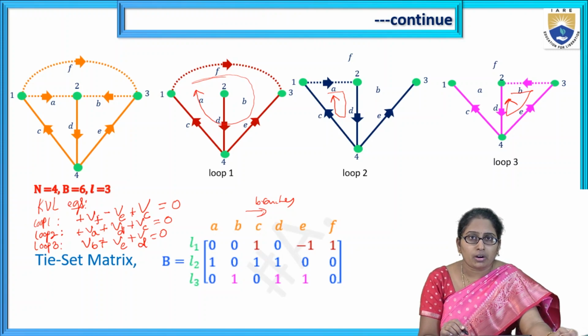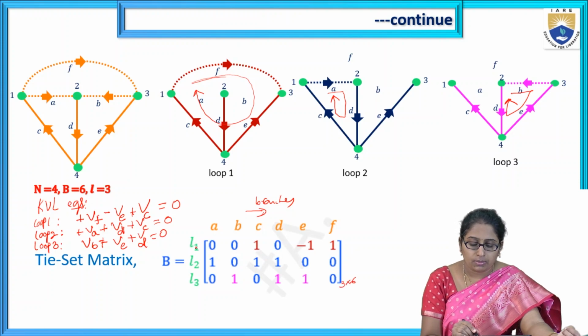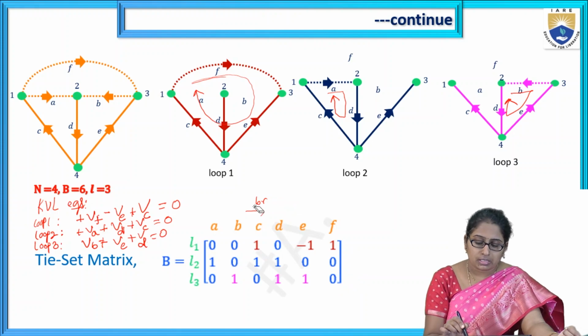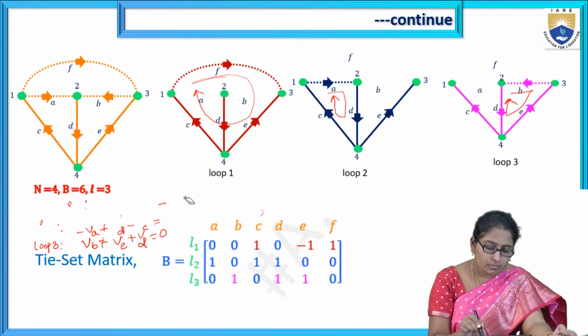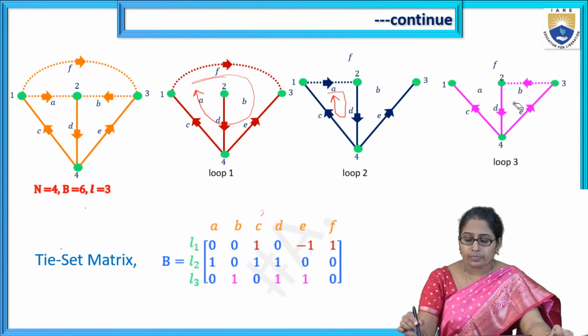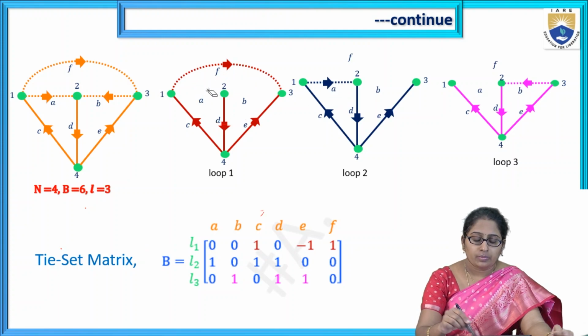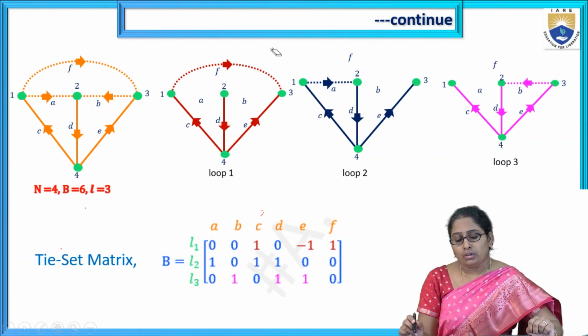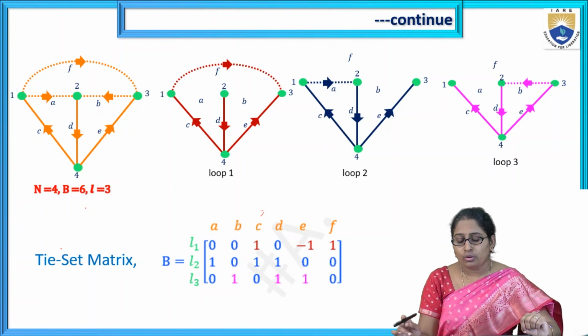That is why the order of the tie-set matrix is given by the number of loops and the number of branches. So 3 by 6: loop 1, loop 2, loop 3 by the branches. That is how the tie-set matrix is written from the loops, based on the number of loops.